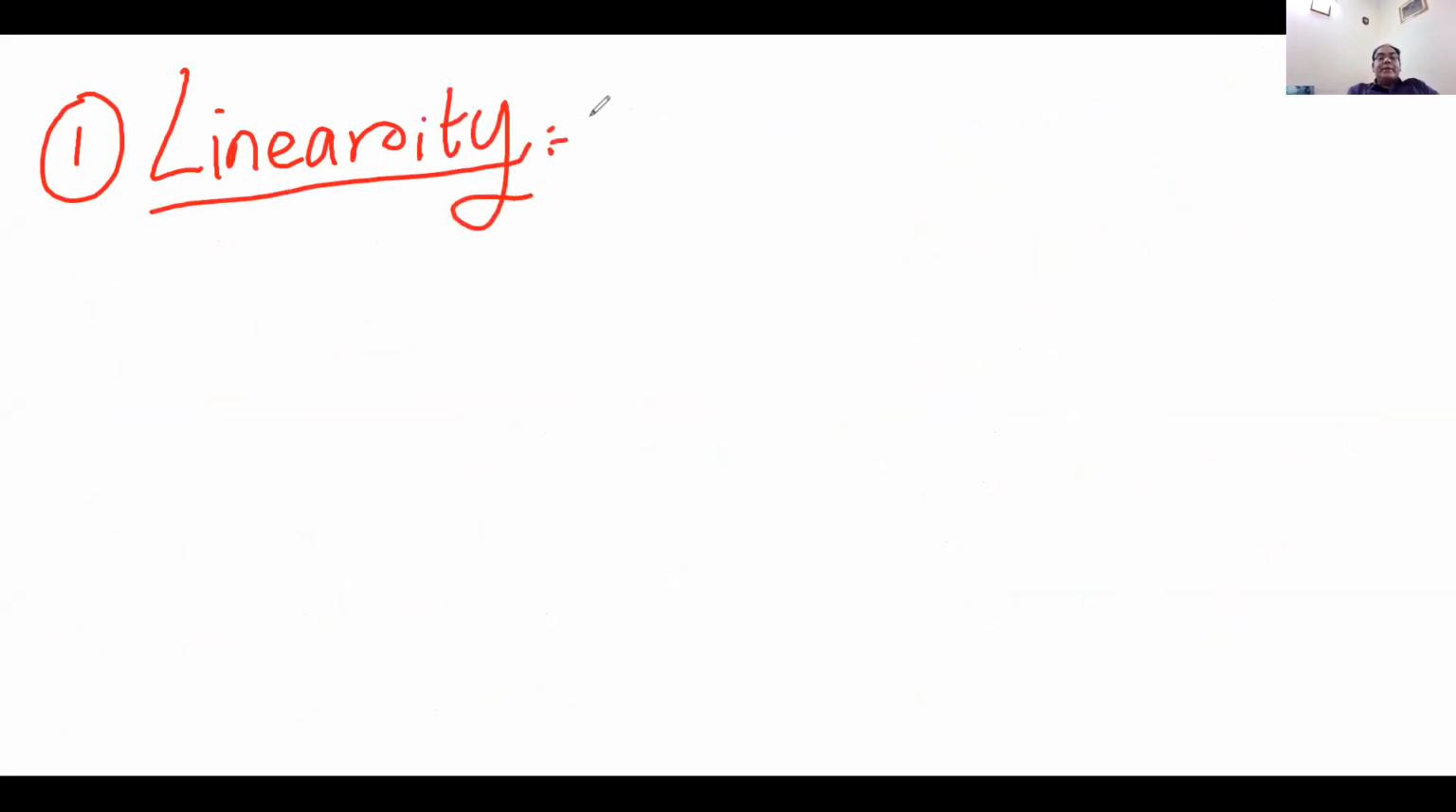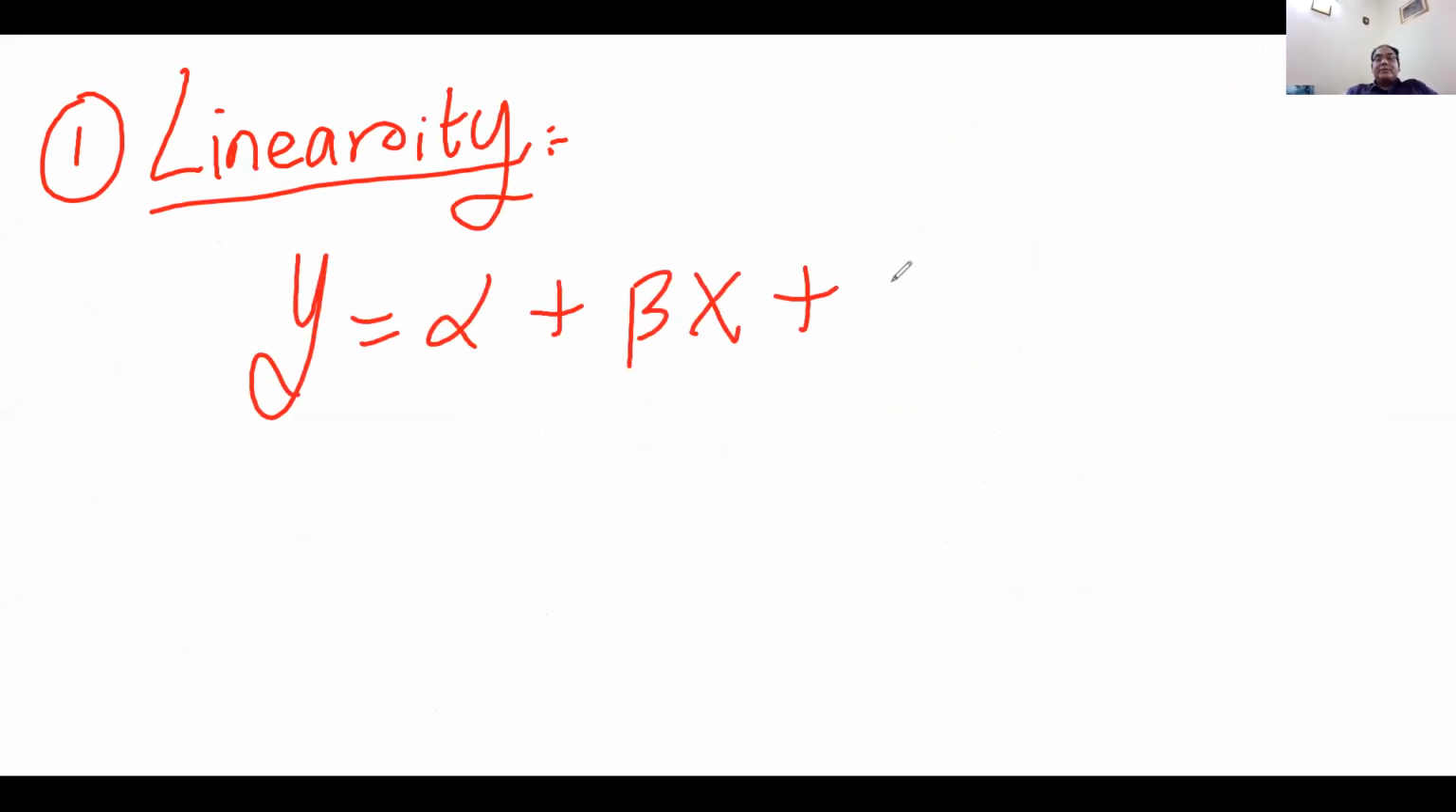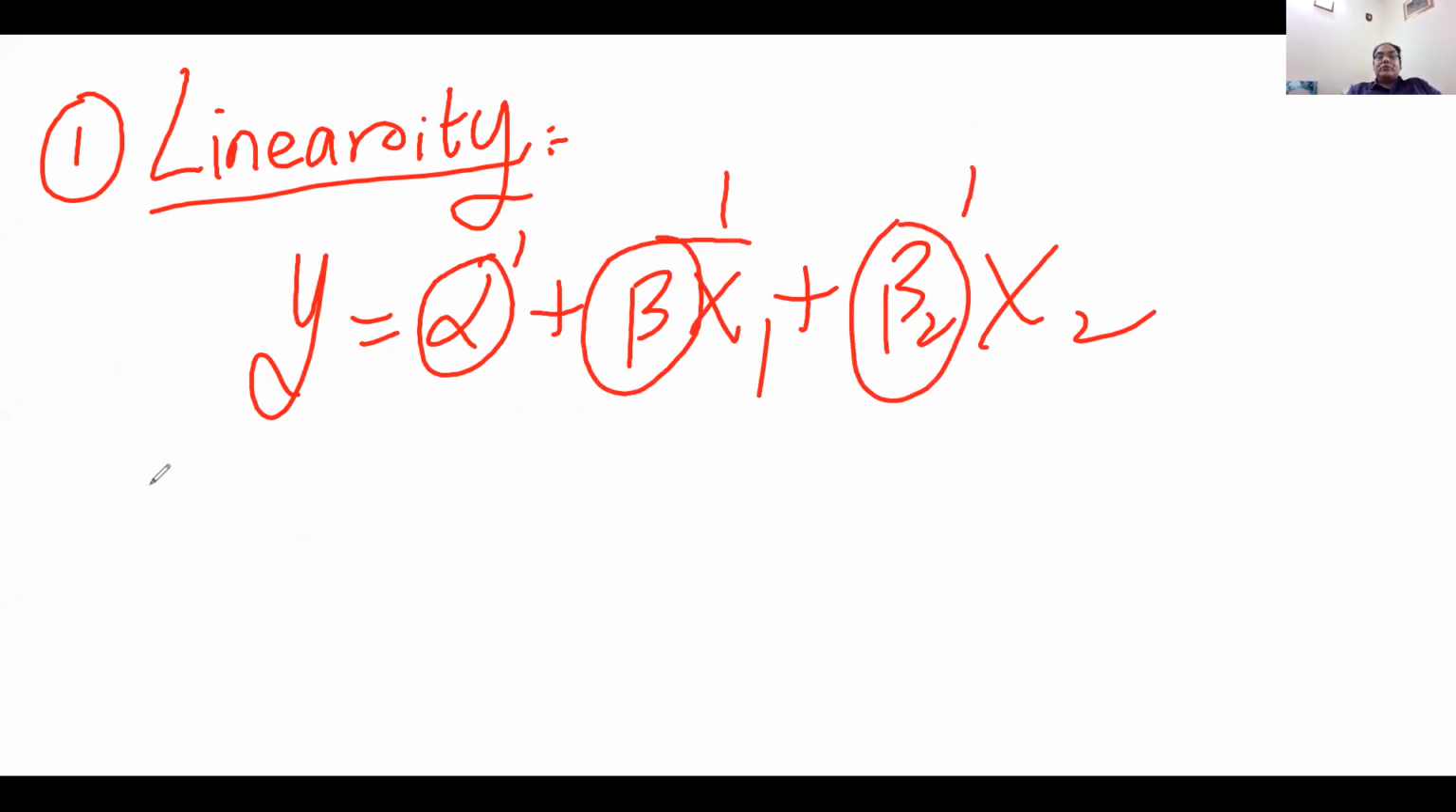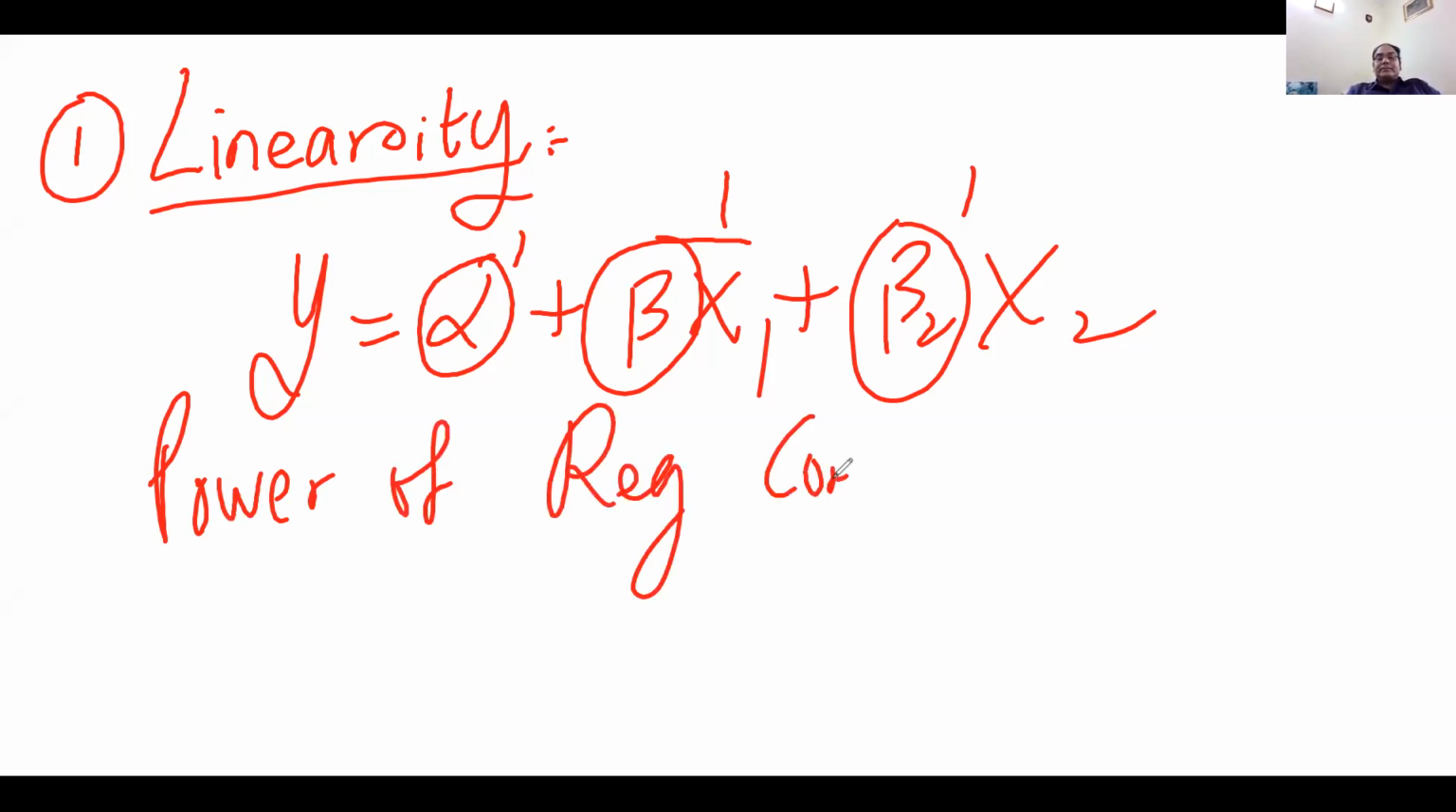Number one, linearity. Linearity means if we write the equation y is equal to alpha plus beta x plus beta 2 x2, right? You can observe here the power of alpha is 1. The power of beta is also 1. The power of beta 2 is also 1. So when the power of regression coefficients is 1, this is known as linearity.